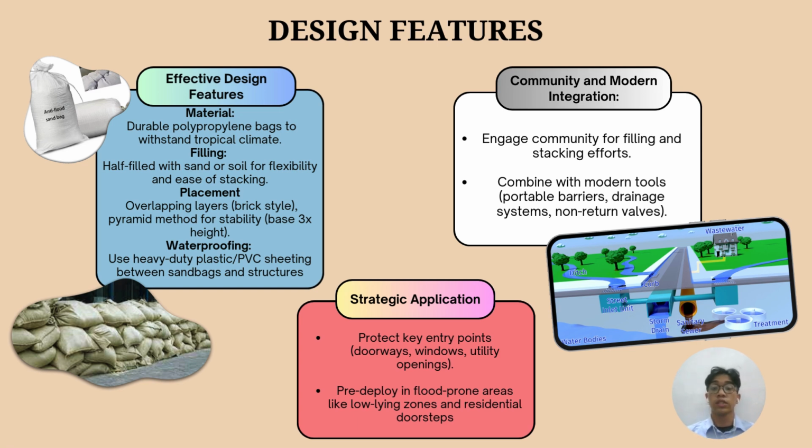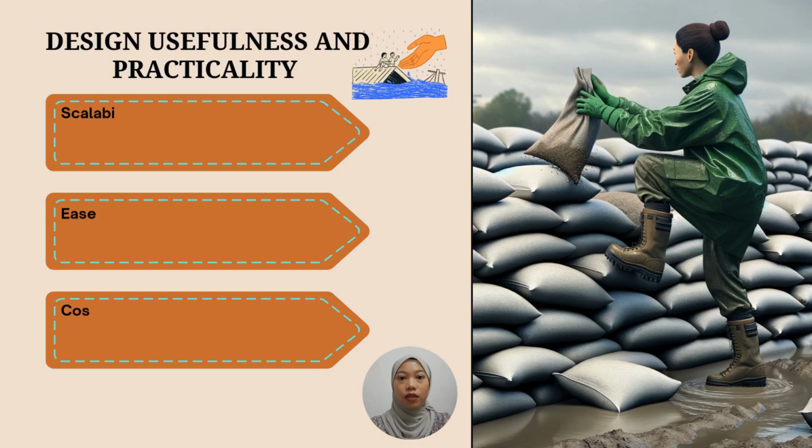Okay, for the strategy application, protect key entry points, which is doorway, window, utility opening. So that's why we can put all the overlapping layers around my house or your house or any house, and it can sustain, and the water cannot get through to window or door. Next, I will talk about design usefulness and practicality.